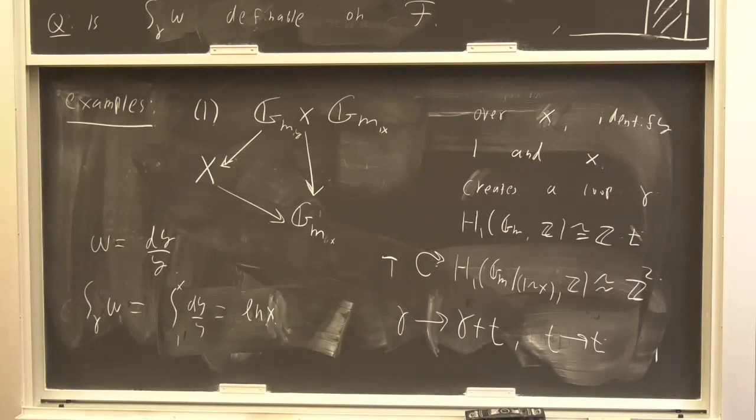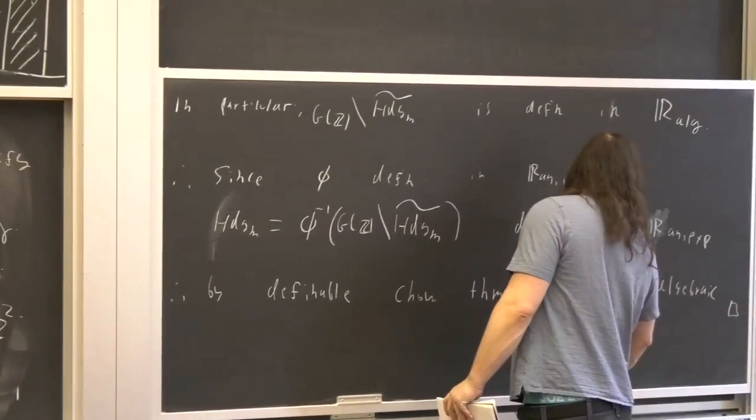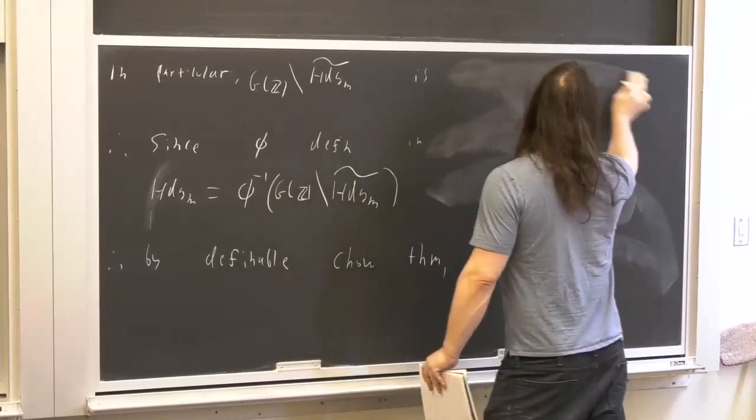Again, I'm cheating a little bit in making this example because my family is a projective family. But I want to convey the kinds of functions you get as periods.